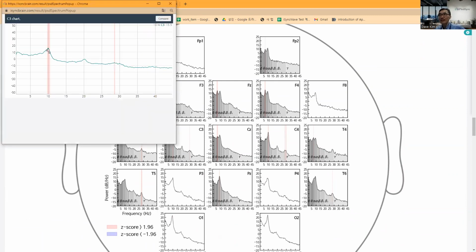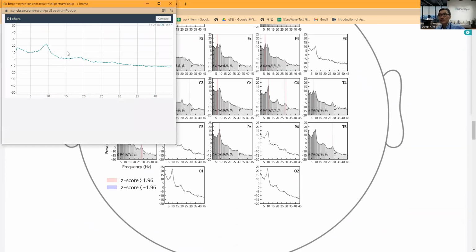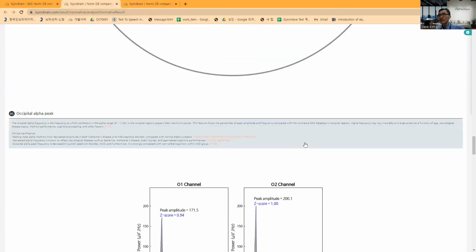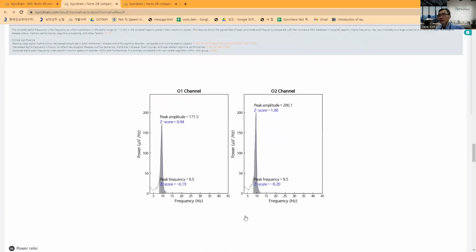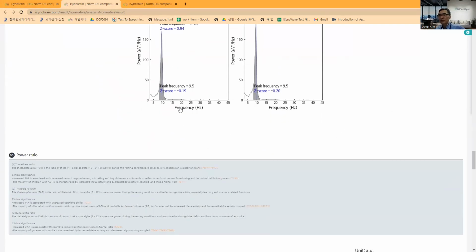The frequency is 10 hertz, which is excessive too, and the occipital alpha peak frequency is slightly lower than the 10 hertz mu frequency. This is 9.5 hertz. This is the basic frequency spectra of this patient, and this is the alpha peak frequency, Z-score of the frequency and amplitude.